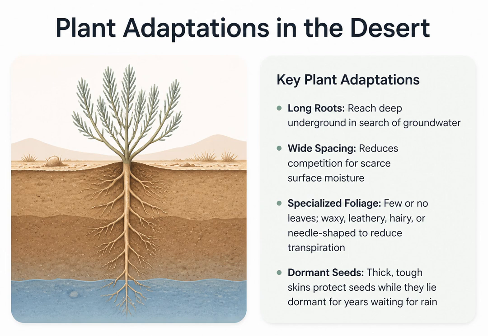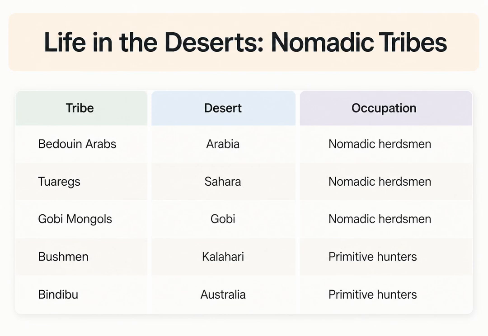Even the seeds are adapted. Grasses and herbs produce seeds with thick, tough skins that allow them to lie completely dormant in the dry soil for years, just waiting for that one violent thunderstorm to sprout. Human life in the deserts has historically been defined by movement. Nomadic herding and hunting have been the primary ways to survive when resources are spread so thin.